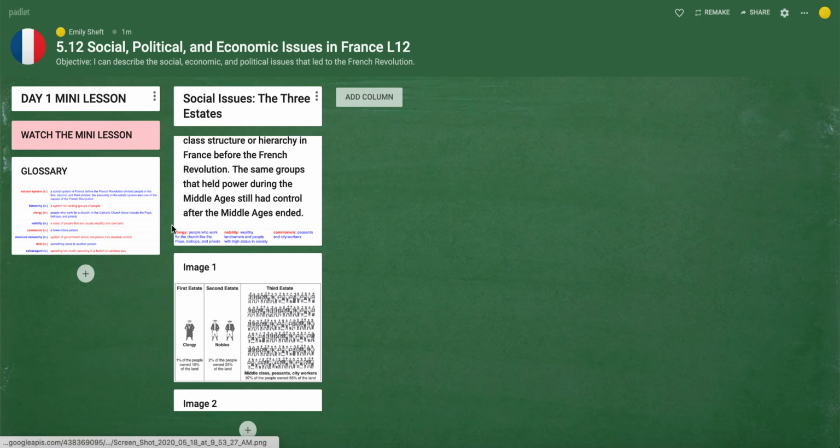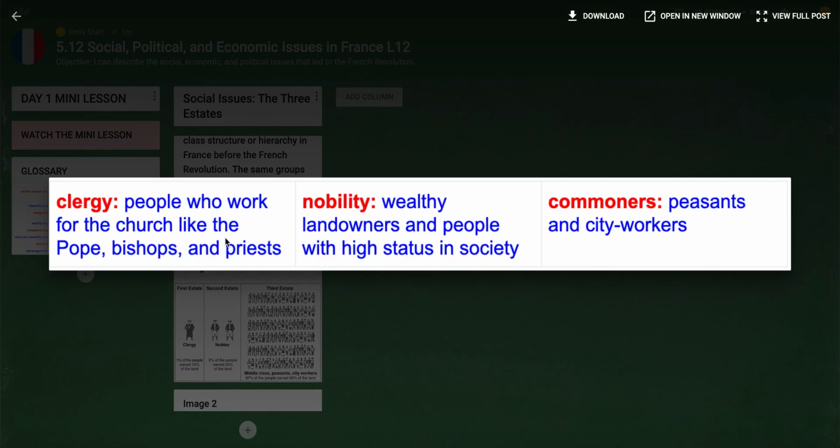These 3 words are also in here, but the social classes are the first estate, the clergy, people who work for the church, like the Pope, bishops, and priests. So we see the importance of the Catholic Church, top of the social hierarchy. Then there's the second estate, the nobility, the wealthy landowners and people with high status in society. Again, the nobility were sometimes also people who were able to read the Bible. And then there's the third estate, the commoners, peasants, and city workers.